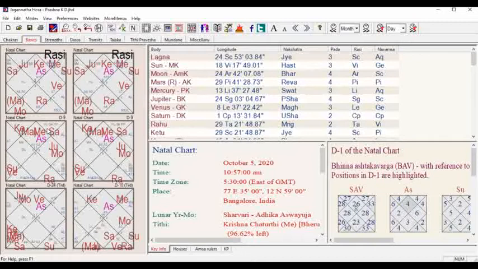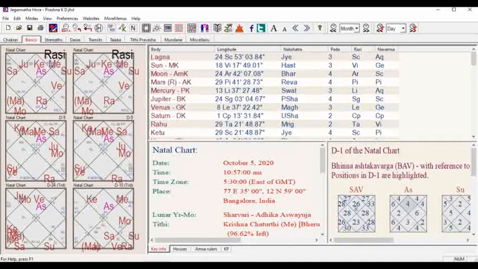So I understand it's a difficult chart, but with a bit of practice you can predict anything. If anything comes to you, you will be able to predict.